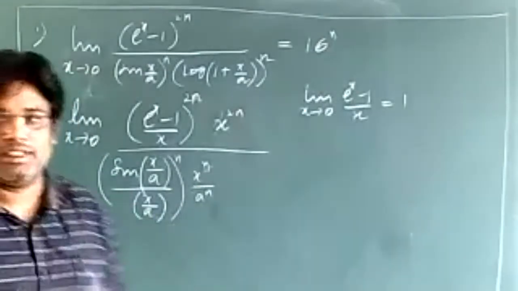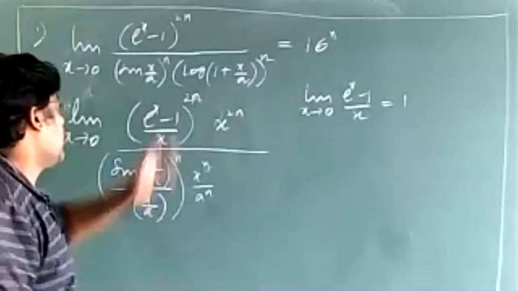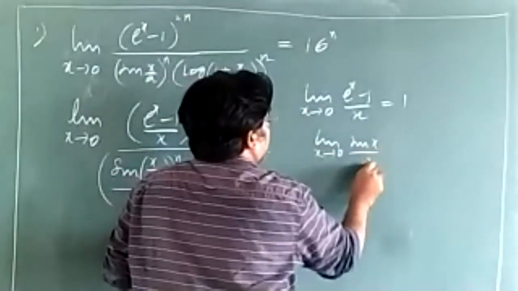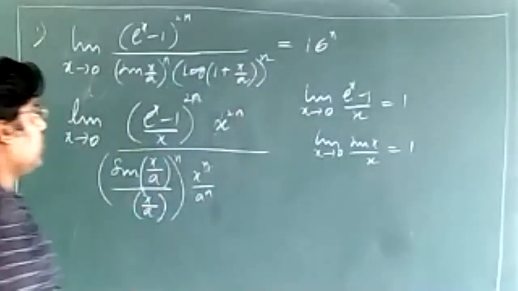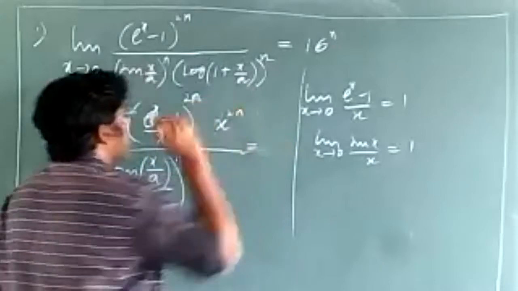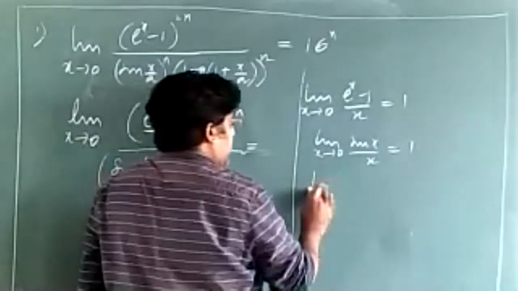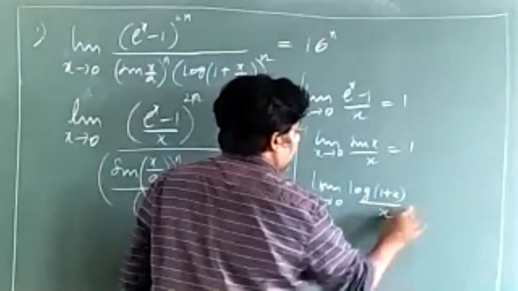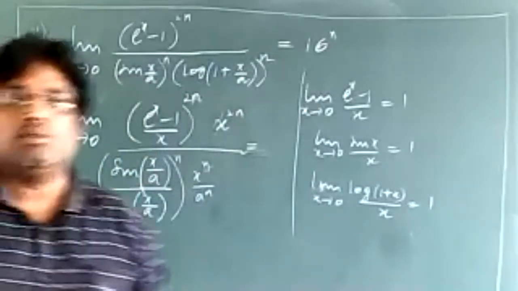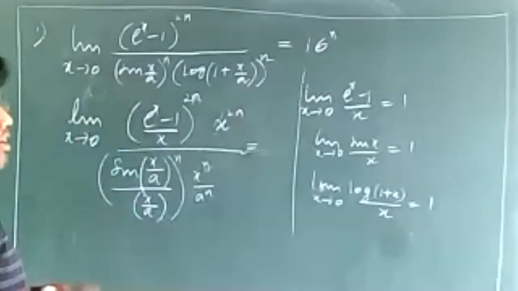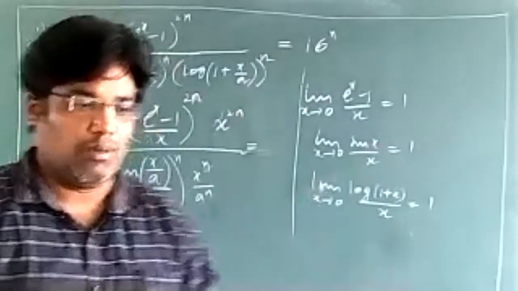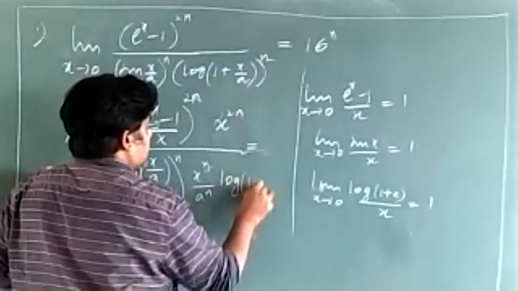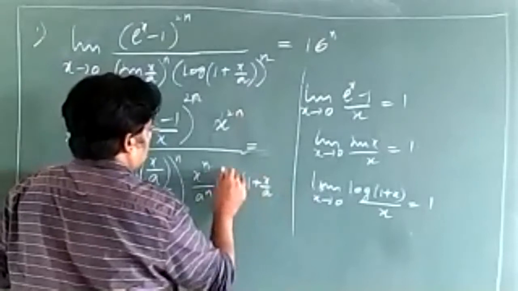Hope you understood this. Multiply and divide by (x/a)^n. Next, coming to this, the formula is: limit x tends to 0 of sin x by x is 1. The third formula we use is limit x tends to 0 of log(1 plus x) divided by x is equal to 1. These are some simple formulas we'll be using, to avoid the complexity in differentiation. Now, this is log(1 plus x/a) whole to the power of n.